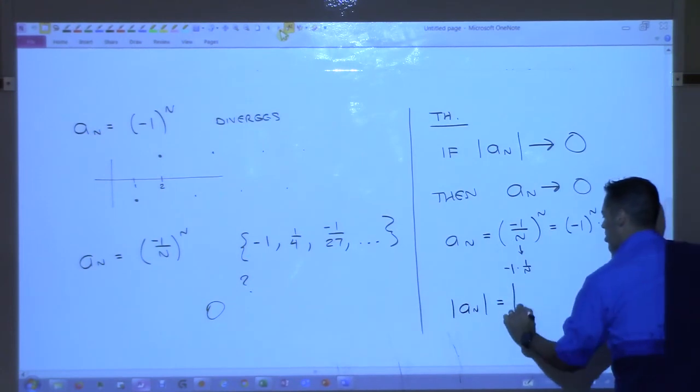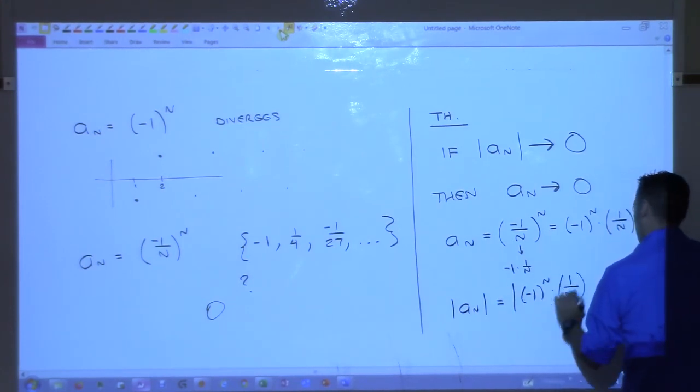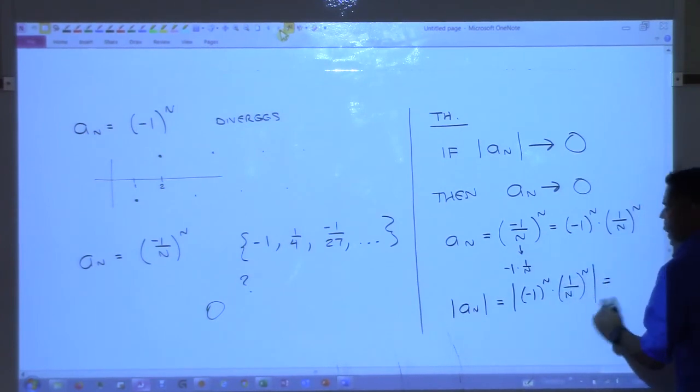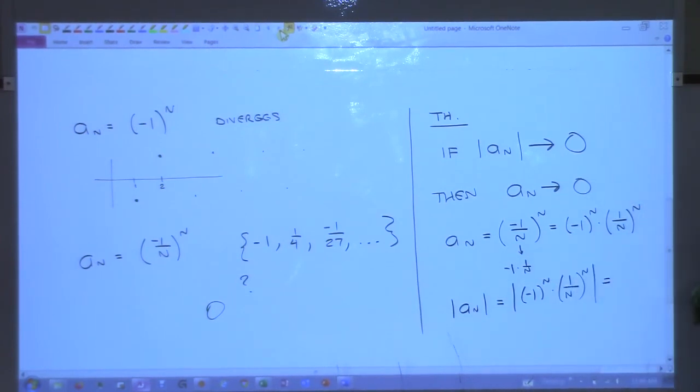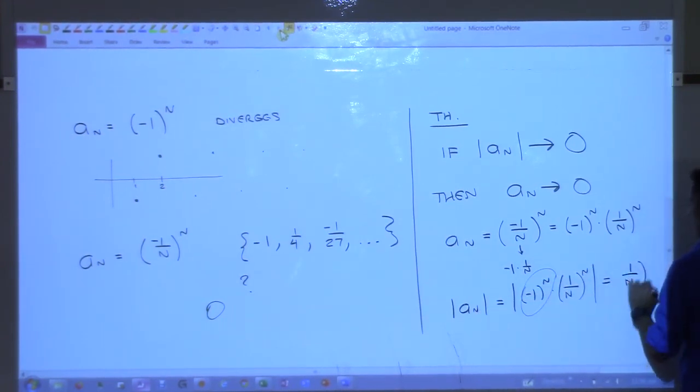So if I take the absolute value of negative 1 to the n times 1 over n to the n, what part of this no longer matters? The first part. This doesn't matter, because no matter what that is, it's going to be 1 or negative 1, right? When you take the absolute value of it, it's going to be 1. And on top of that, this over this to this power is always a positive number, because n is either going to be 1, 2, 3. We're not plugging negatives in here. So would you agree that the absolute value of a sub n is just 1 over n raised to the n?